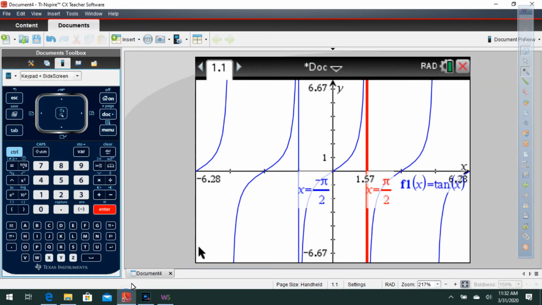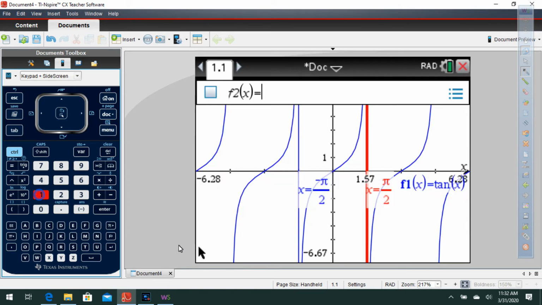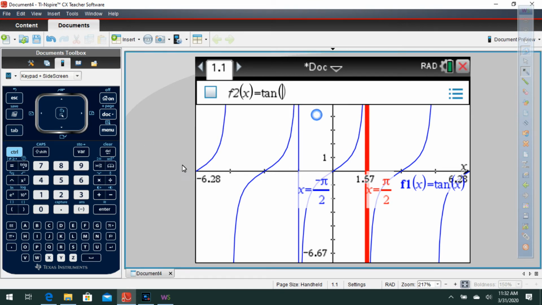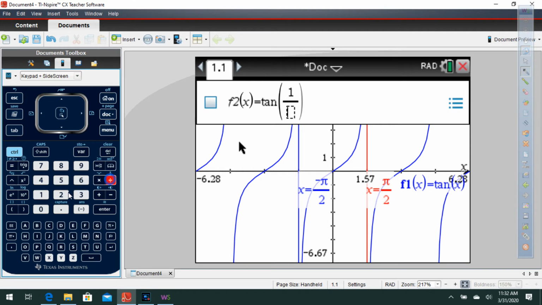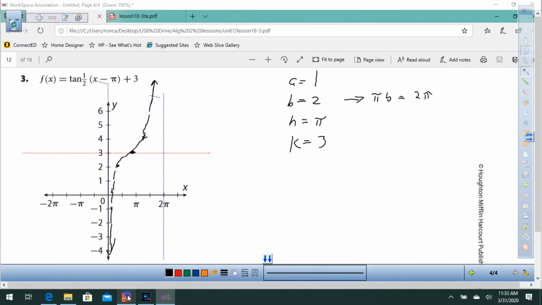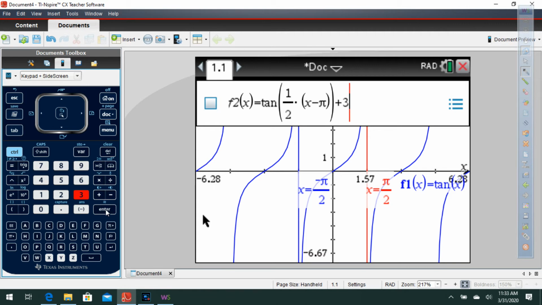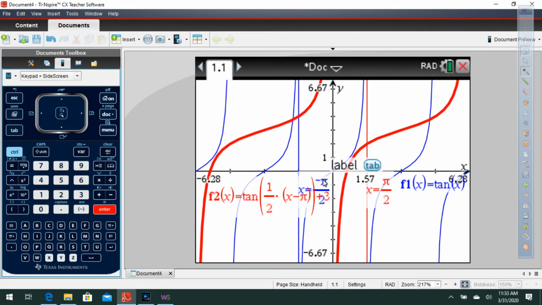All right, let's try it. 1/2. Okay, what do we got here? Tab, menu 3, 1. Let's go back to our regular. And we have tangent 1/2 times open parentheses x minus pi. Is that right? X minus pi. All right. Then we're going to step outside of those, and we're going to put plus 3. Okay, so you see how it moved it over? It went pi to the right, and then up 3. 1, 2, 3. And there we go.